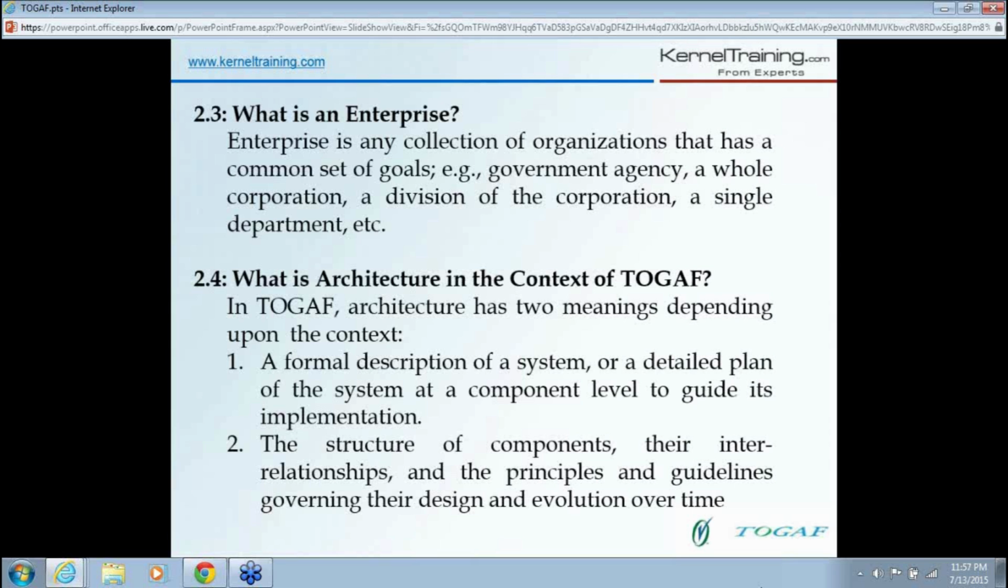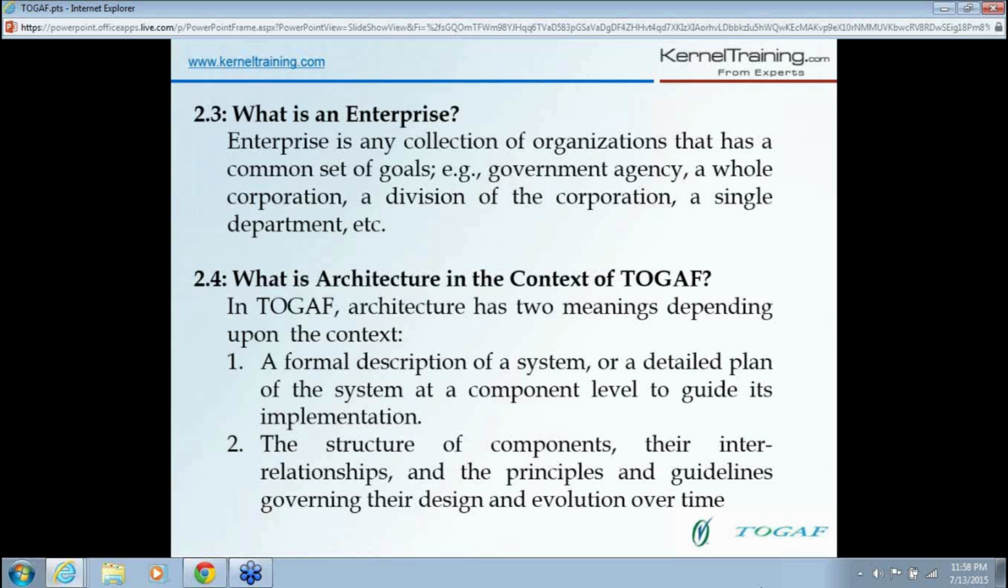So what is architecture in the context of TOGAF? TOGAF has two meanings depending upon the context. It is a formal description of a system or a detailed plan of the system at a component level to guide its implementation. What this definition of architecture means is that it is not talking about tools. Let's use .NET for this development. Let's use Java for that.